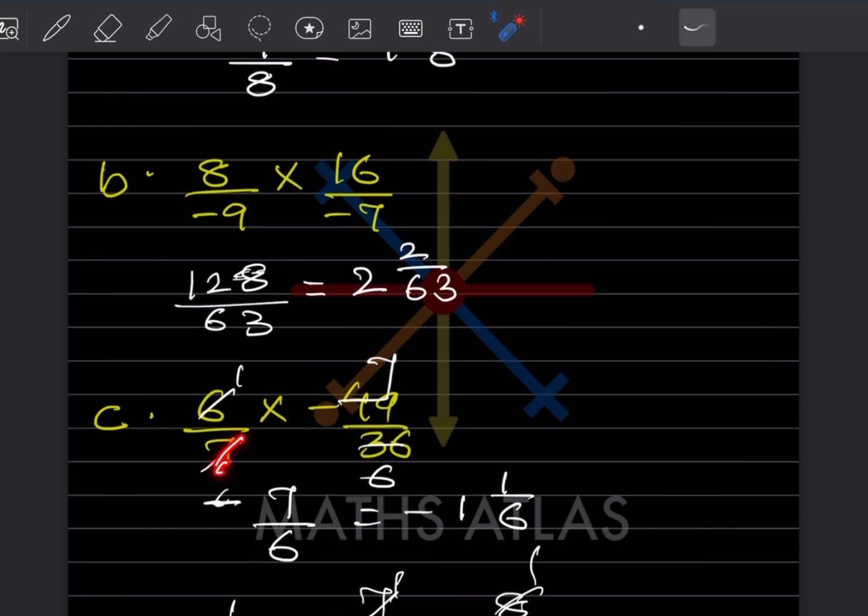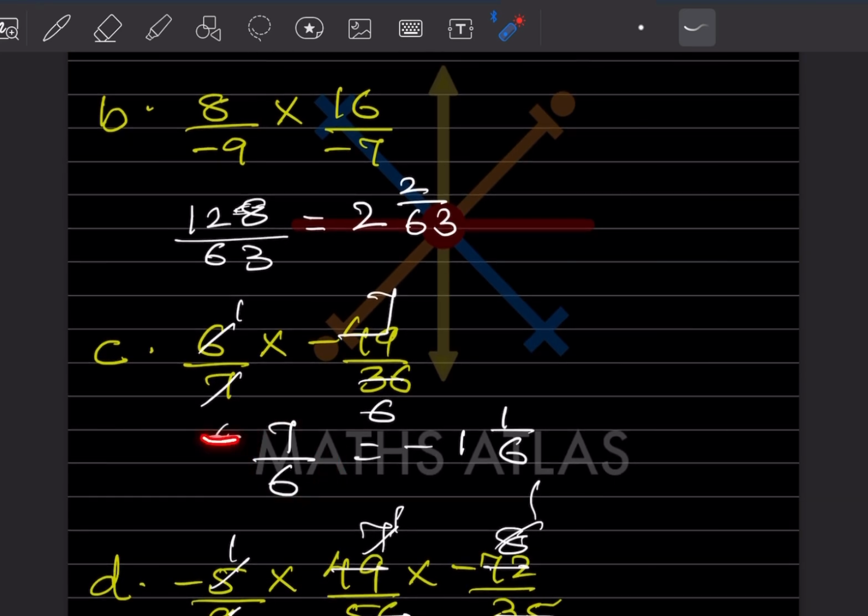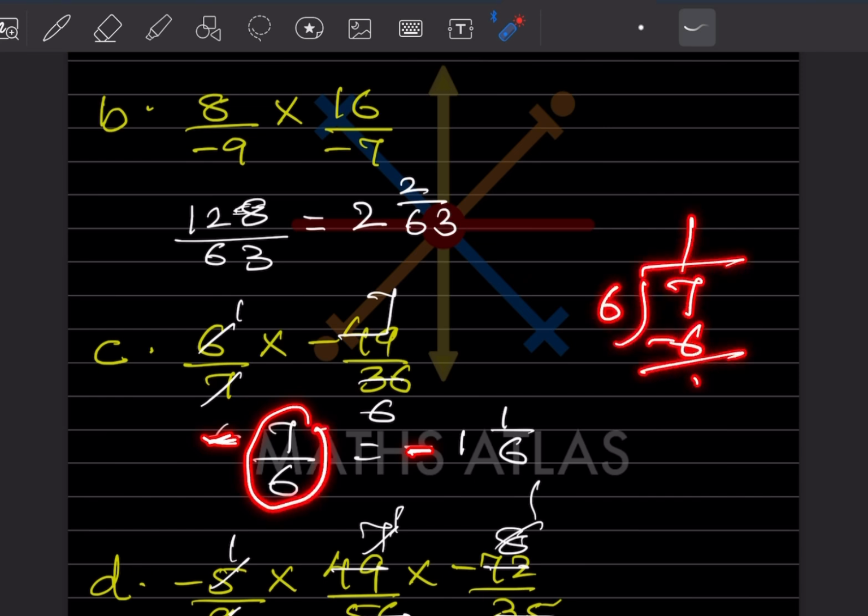Now here 7 ones are 7, 6 ones are 6. So this is going to be minus 7 by 6. Again this is improper. So first keep this sign as it is, only think of the number. So 7 divided by 6, 6 ones are 6. That is 1 integer 1 by 6.